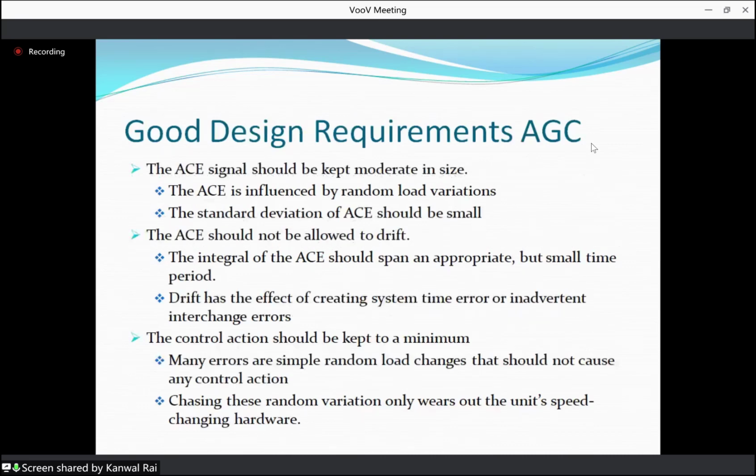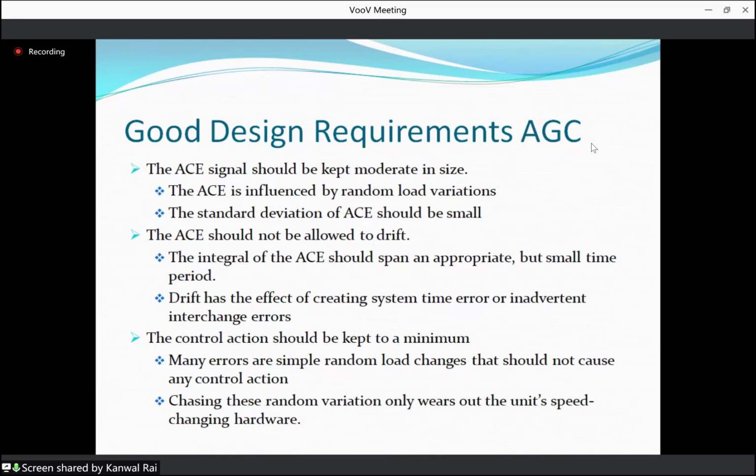For the good design of AGC, we should keep in mind the following points. The ACE signal should be kept moderate in size. ACE is influenced by random load variation, and the standard deviation of ACE should be small.